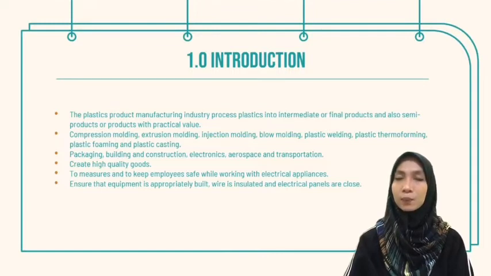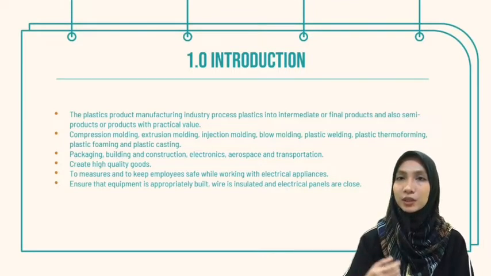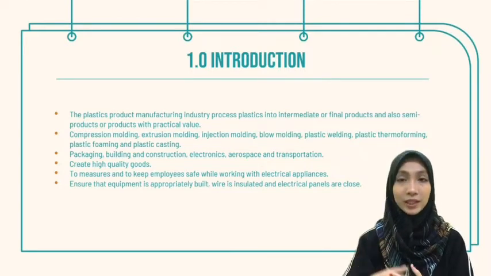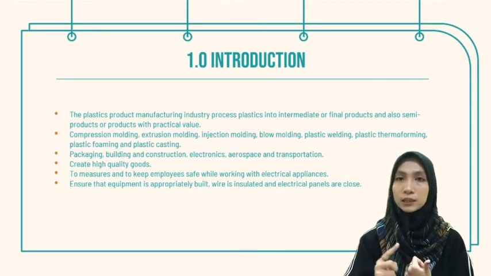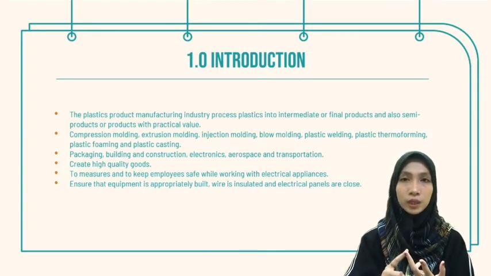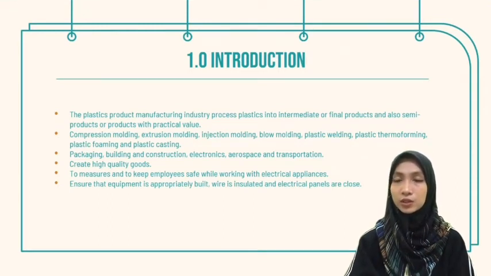Introduction. The plastic product manufacturing industry processes plastic into intermediate or final products, and also semi-products or products with practical value. The processes include compression molding, extrusion molding, injection molding, blow molding, plastic welding, plastic thermoforming, plastic foaming, and plastic casting.